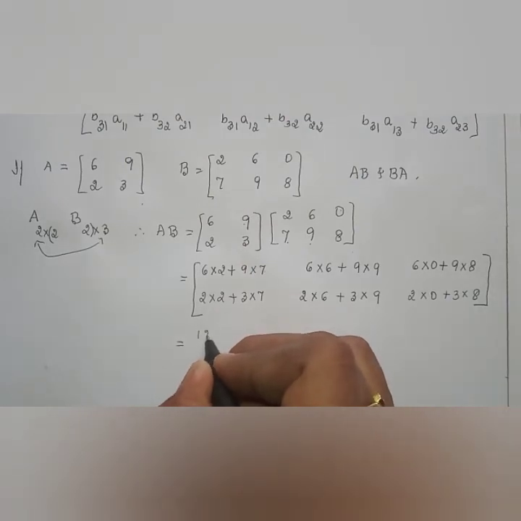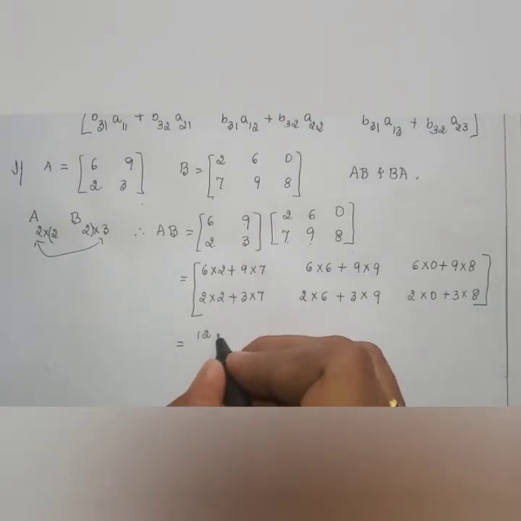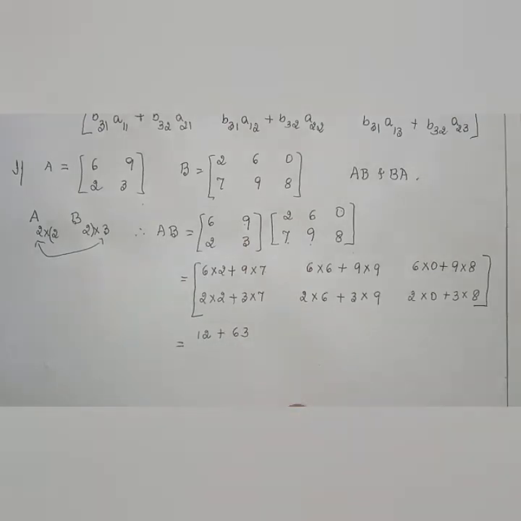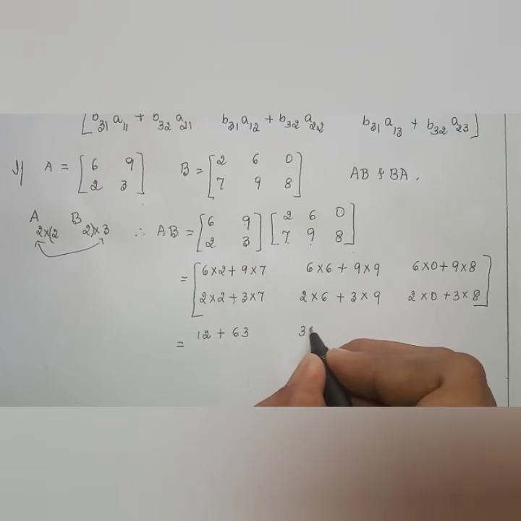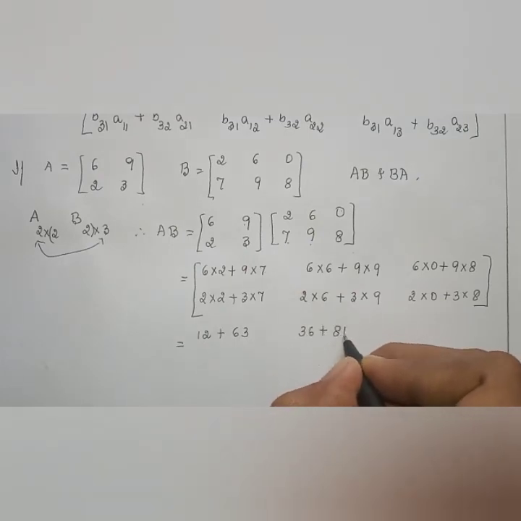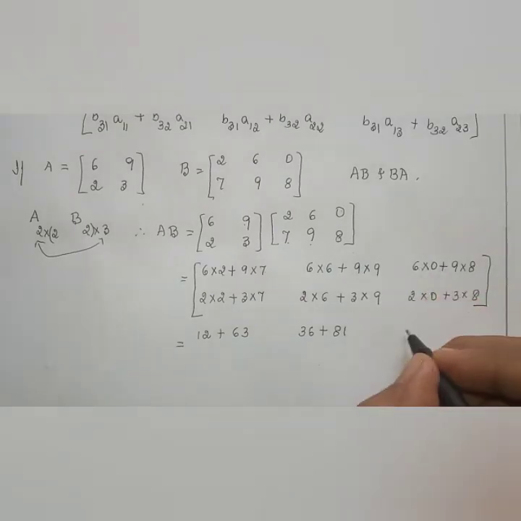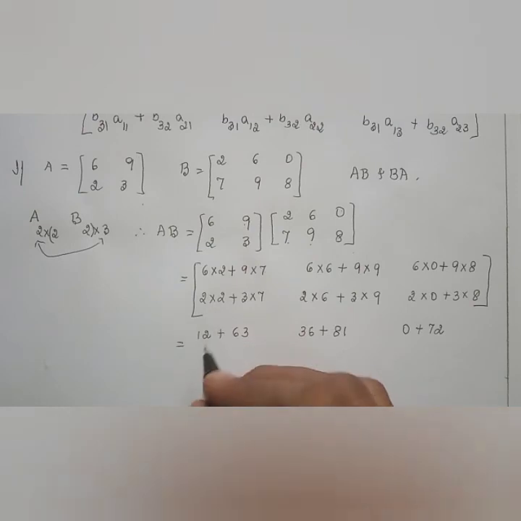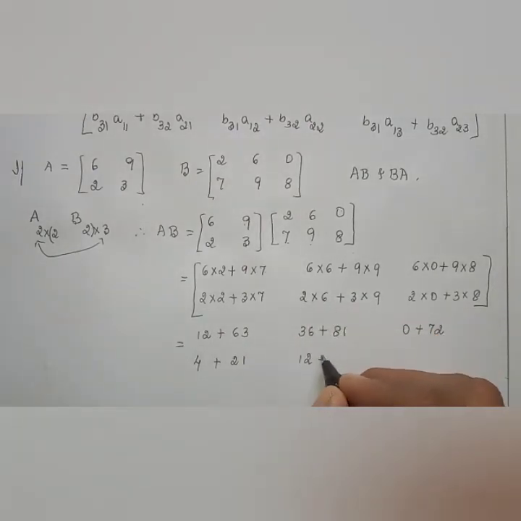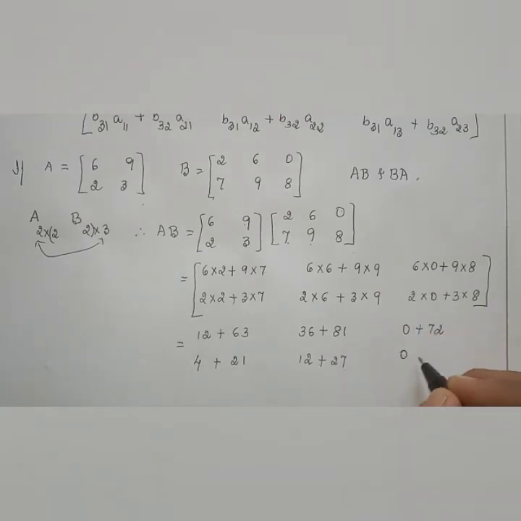Now calculate the values. 6 into 2, 12 plus 9 into 7, 63. 6 into 6, 36 plus 9 into 9, 81. 6 into 0 is 0 plus 9 into 8 is 72. 2 into 2 is 4, 3 into 7 is 21, 2 into 6 is 12, 3 into 9 is 27, 2 into 0 is 0 plus 3 into 8 is 24.